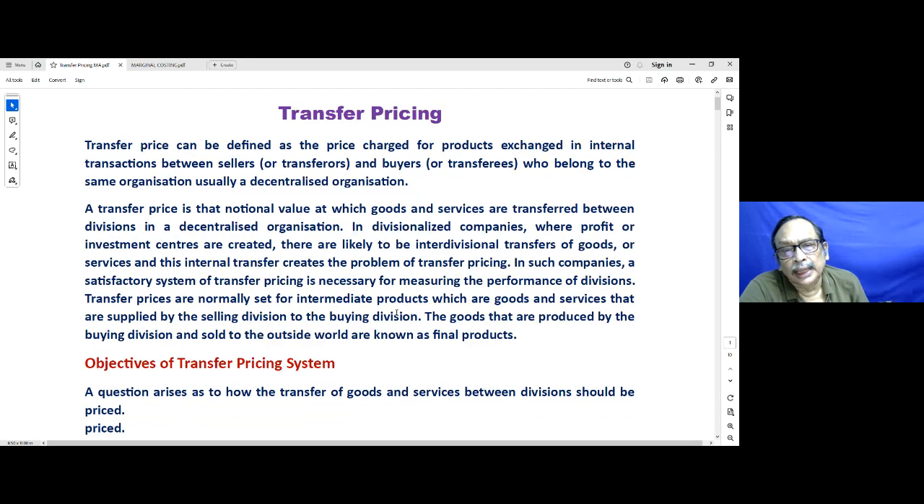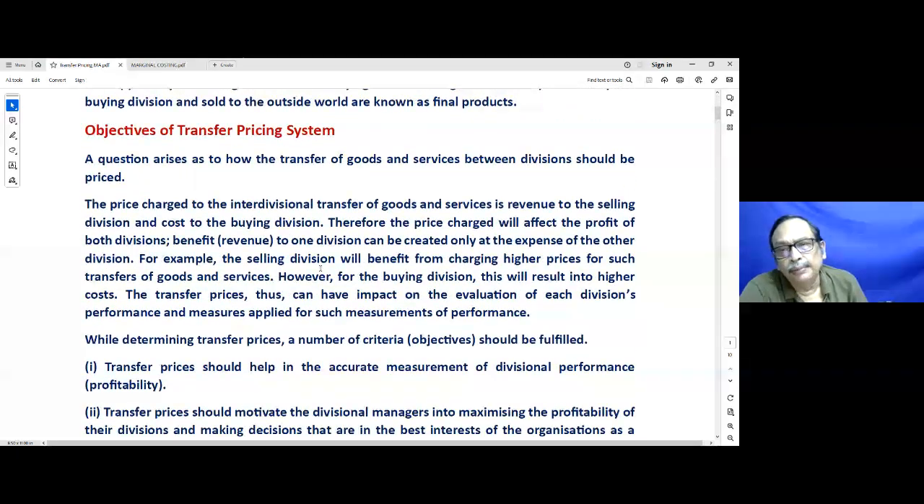Now, there are certain objectives which should be fulfilled while devising a transfer price, and these are termed the objectives of the transfer pricing system. A question arises as to how the transfer of goods and services between divisions should be priced. That is a big question. If, say, the transferor division fixes a very high price and uses it as the transfer price, then the buyer division, or the transferee division, will object.